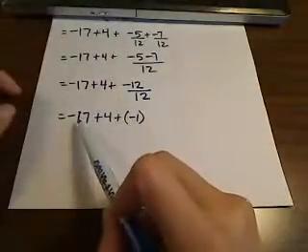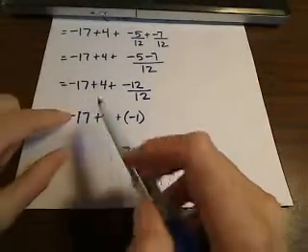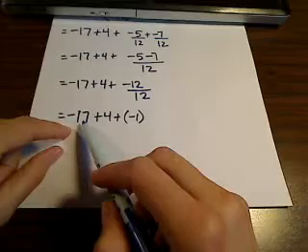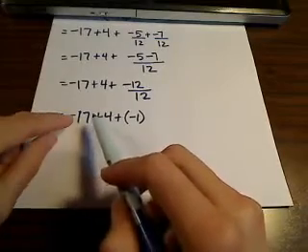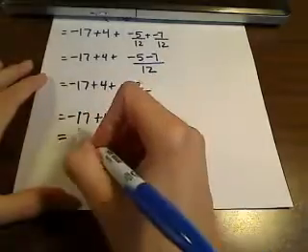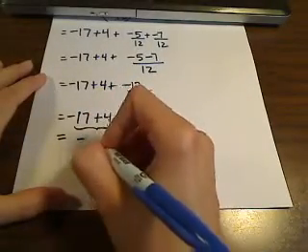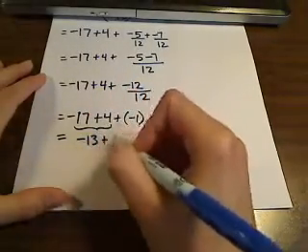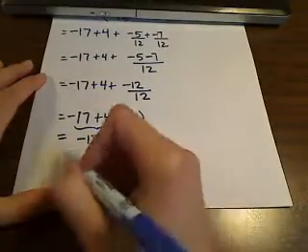If I looked at just the number 17 and the number 4, then 17 would be a larger number. So when I do this subtraction, I'm going to keep the sign that's associated with the 17. So these two will end up being a negative 13 and then plus a negative 1.